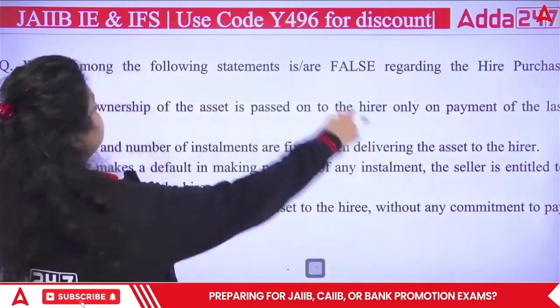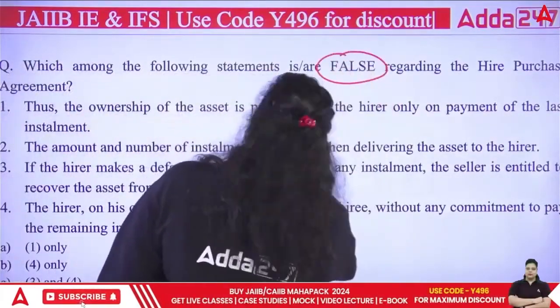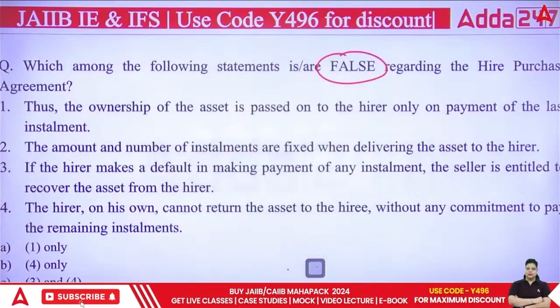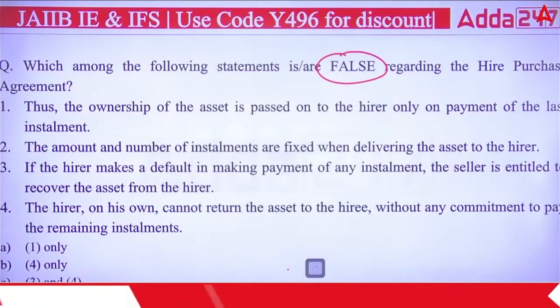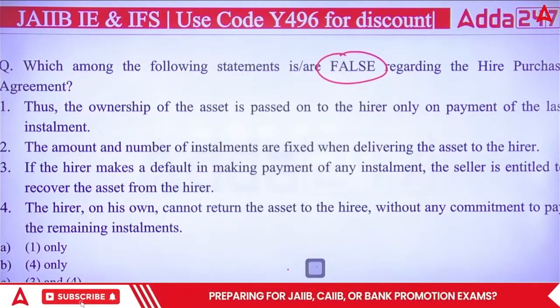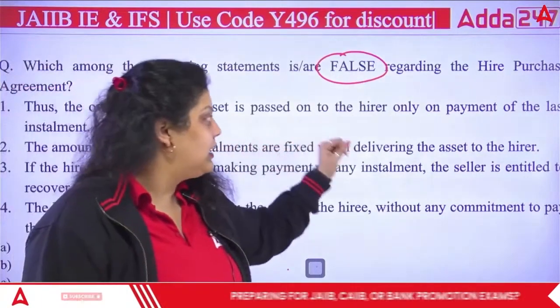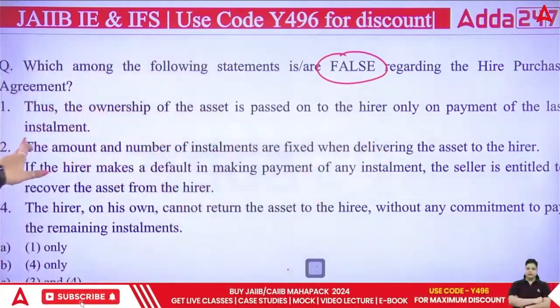Next question, which among the following statements is false regarding the hire purchase agreement? A false statement about the hire purchase agreement. First is saying, thus the ownership of the asset is passed on to the hirer only on payment of the last installment.